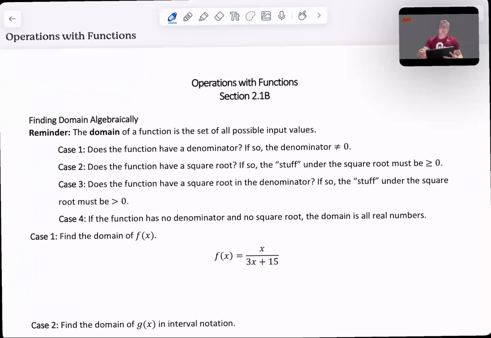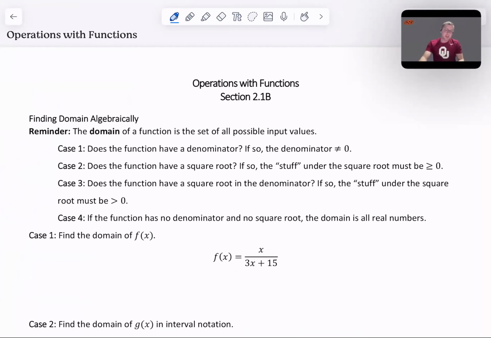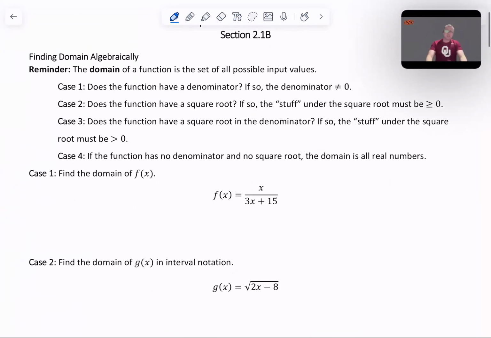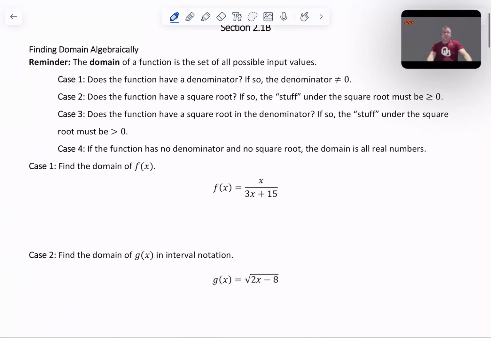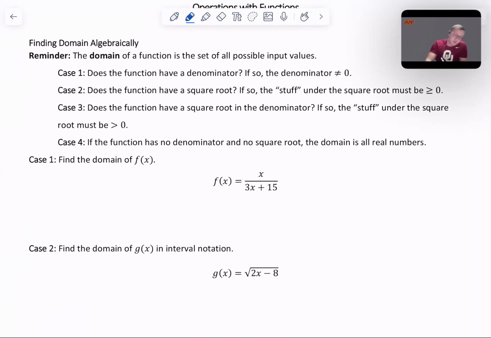So we'll start looking at a couple of examples of each of these. It literally goes case by case. So let's go over this first one here. It says find the domain of f of x.